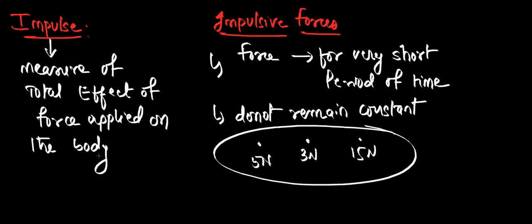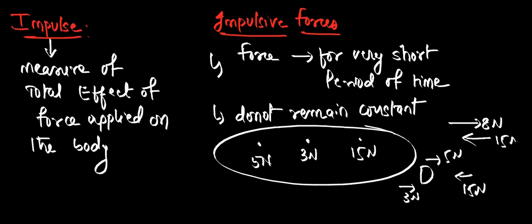Suppose there is an object. Forward direction 3 newtons, again forward direction 5 newtons, again backward direction 15 newtons. Then what will be the effect here? 3 newtons and 5 newtons in forward direction, that is 8 newtons. Backward direction 15 newtons. So what will be the resultant effect? The body will move. 15 minus 8, it will be 7. In which direction? Left side, backward direction. So that's called impulse. You are studying the total effect now. Different amounts of forces are applied, but finally we consider the total effect of force applied on the body.